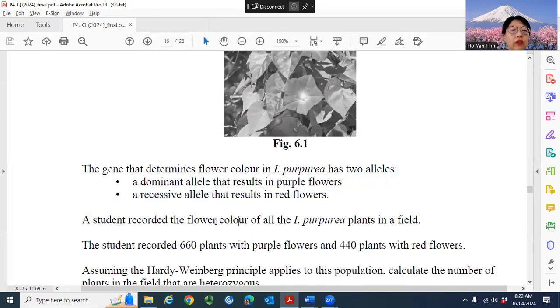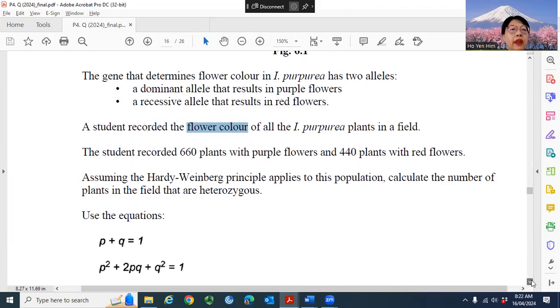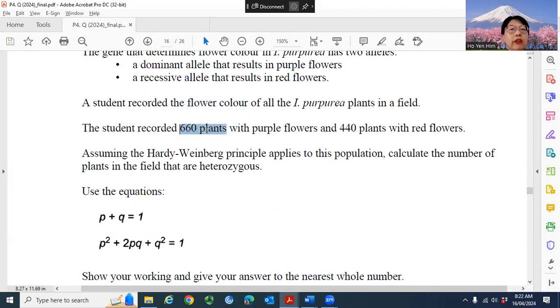Okay, so a student recorded the flower color of the plants in a field, and the student recorded 660 plants with purple flowers and 440 plants with red flowers. So purple is coded by the dominant allele, red is coded by the recessive allele. So in this case, 440 plants are recessive, so their alleles must be recessive, so small r, recessive.